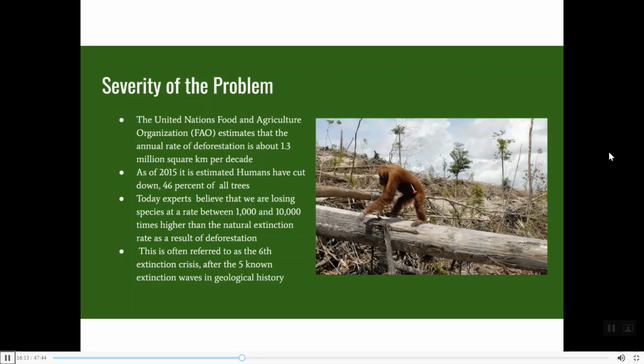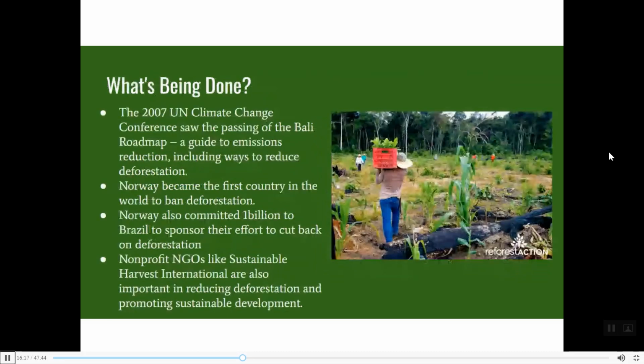So now that we know the severity of the problem, let's look at what's being done. In 2007, the UN Climate Change Conference saw the passing of the Bali Roadmap. It's a guide to emissions reduction, including ways to reduce deforestation. Over 180 countries agreed to uphold this roadmap. However, the US and China initially did not, but later they did concede and took up the roadmap. The roadmap called for developed countries to financially sponsor developing and undeveloped countries to reduce emissions from deforestation and pursue the most sustainable paths of development.